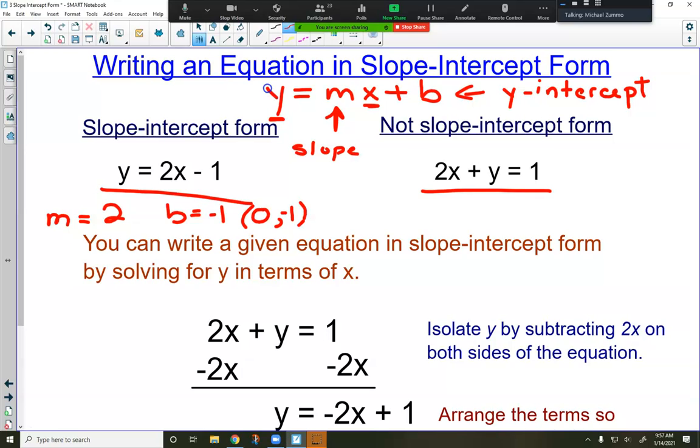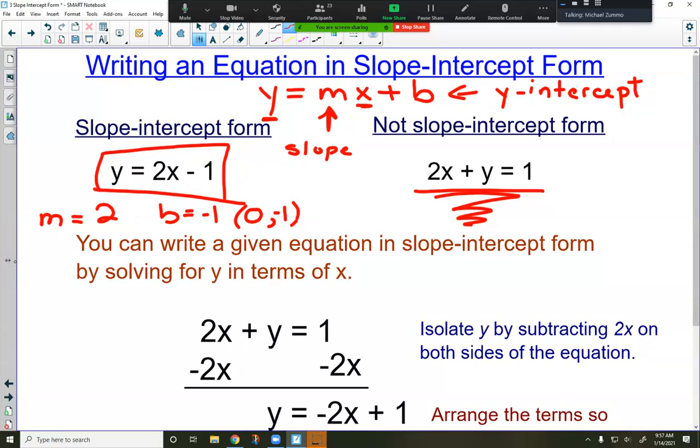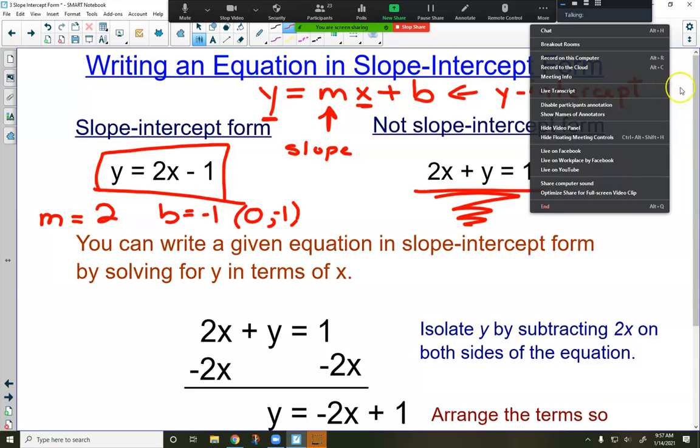The benefit of having it in slope-intercept form is you can quickly identify the slope and the y-intercept, and you can graph it. Alright? If it is not in slope-intercept form, like over here, we can't figure out what the slope is right away, we don't know what the intercept is right away, and we cannot graph it right away. The benefit is we can put it into slope-intercept form. So you can write a given equation in slope-intercept form by solving for y, okay, in terms of x. So what does that mean?